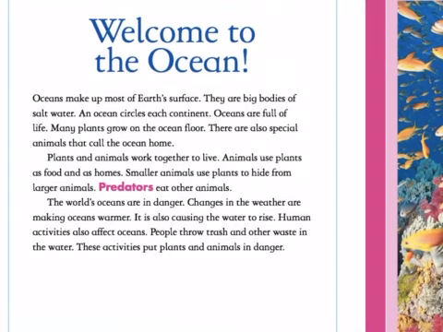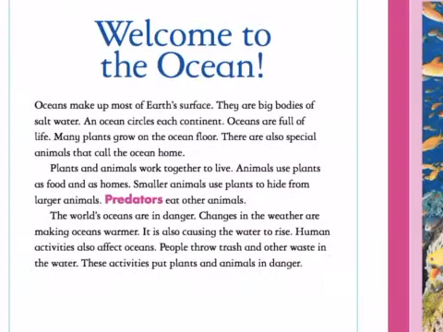Predators eat other animals. The world's oceans are in danger. Changes in the weather are making oceans warmer. It is also causing the water to rise. Human activities also affect oceans. People throw trash and other waste in the water. These activities put plants and animals in danger. So, just a really good introduction to what the book's going to be about. Predators, animals that eat other animals.